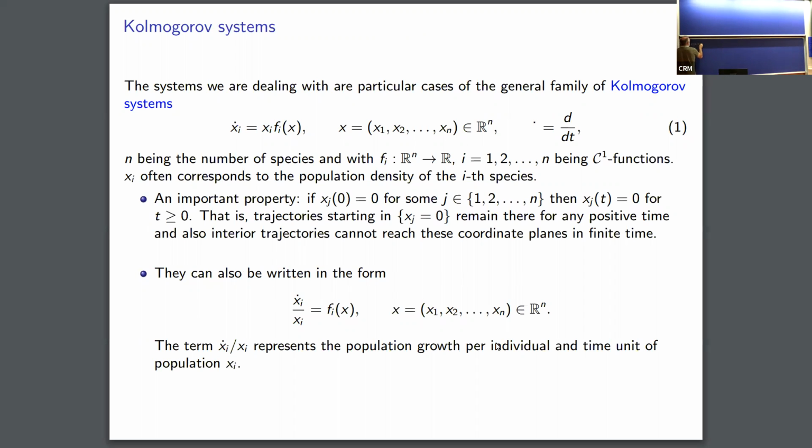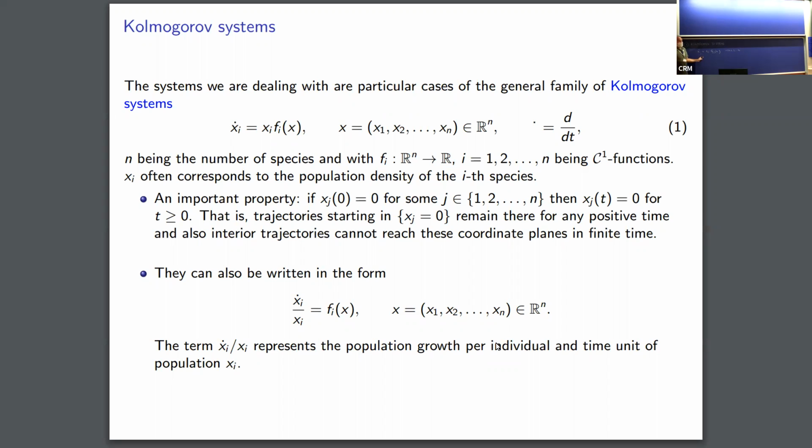Kolmogorov systems, which are just systems of a very particular and general form. So they are of the form x dot, and then you have something which is x_i, and then functions which depend on all the variables. That's all. x_1, x_2, ..., x_n. They are called Kolmogorov systems.